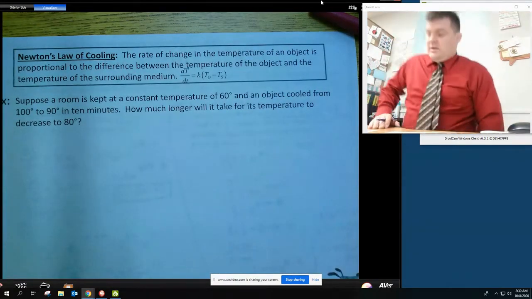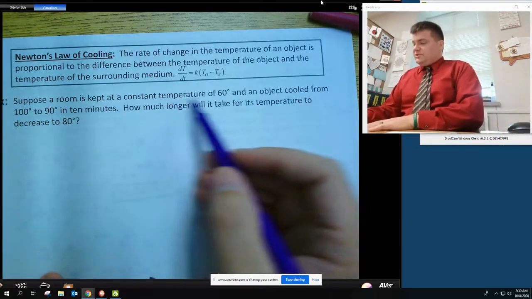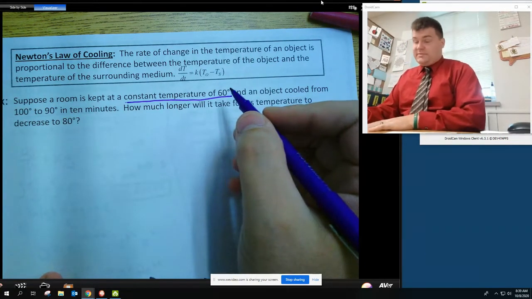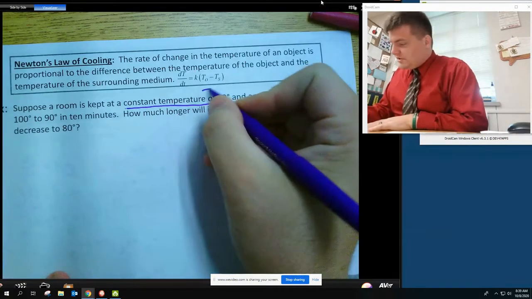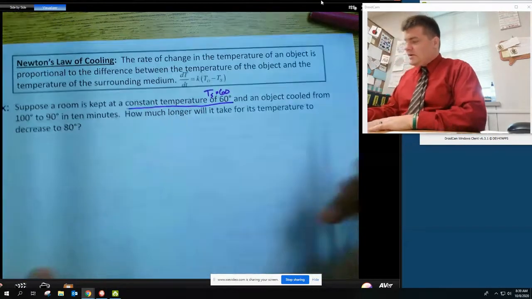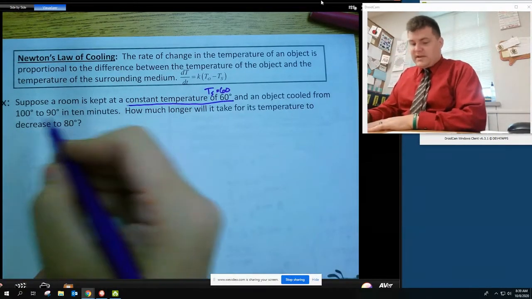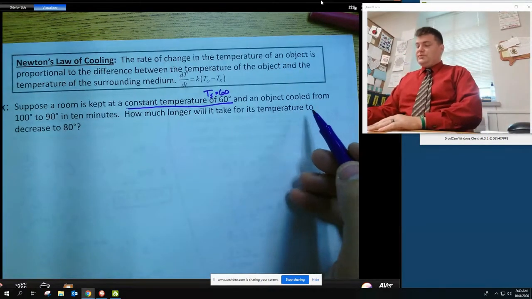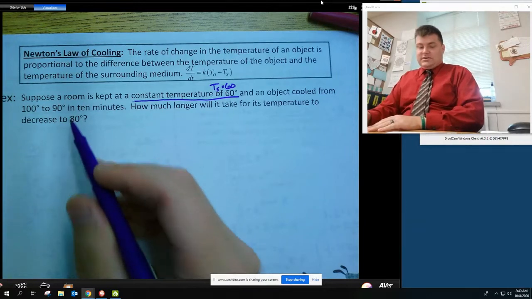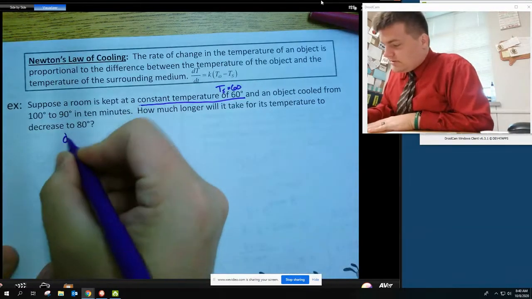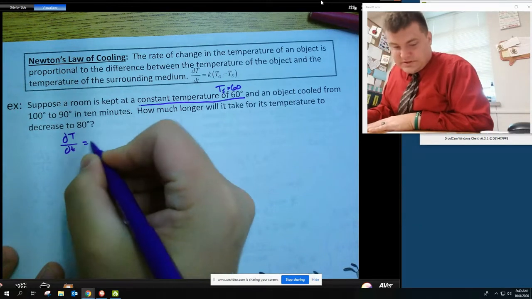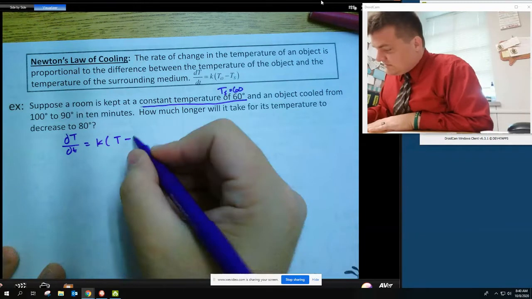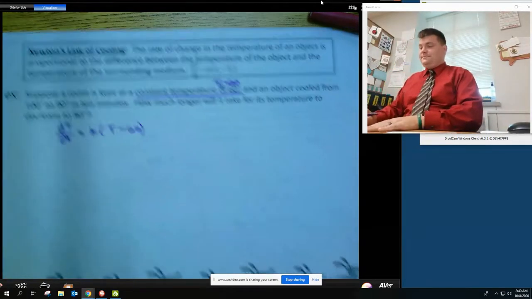Okay. So suppose a room is kept to a constant temperature of 60 degrees. That's going to be the surrounding. So T sub s is equal to 60. And an object cooled from 100 to 90 in 10 minutes. How much longer will it take for it to cool to 80 degrees here? So using this formula right here, dT over dt equals k times big T minus T sub s, and this is going to be 60 the entire problem. That's not going to change.